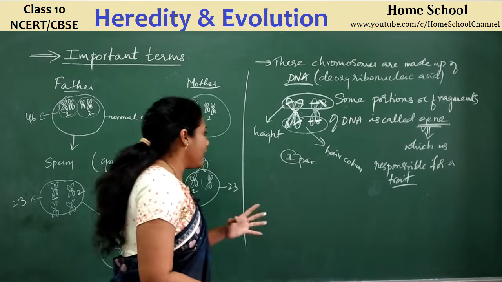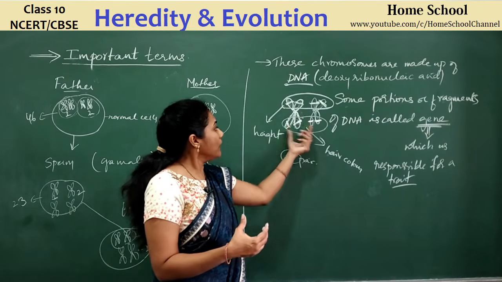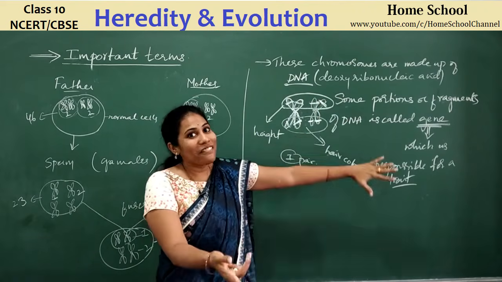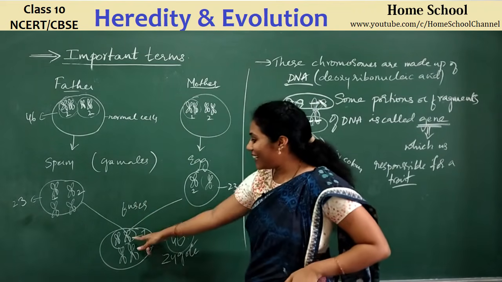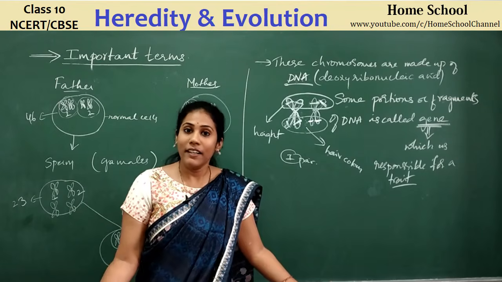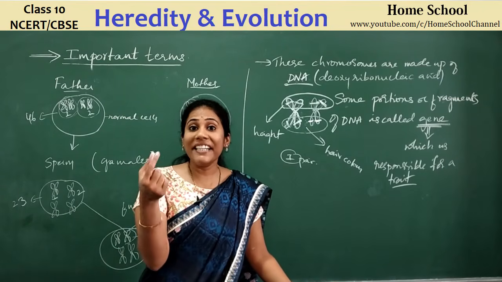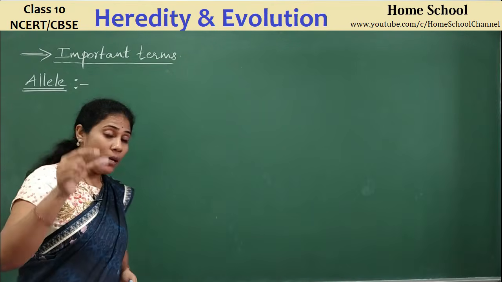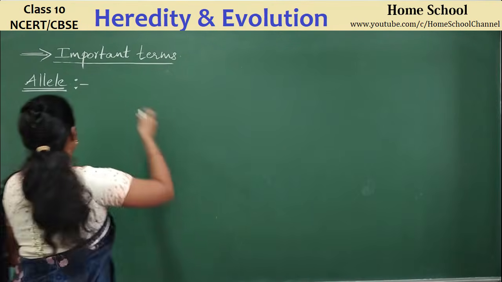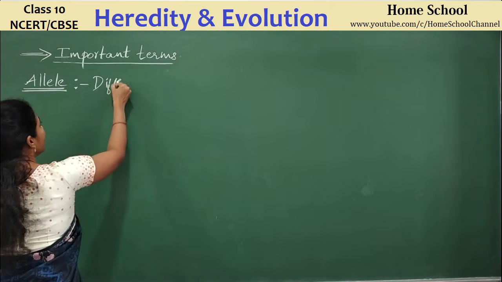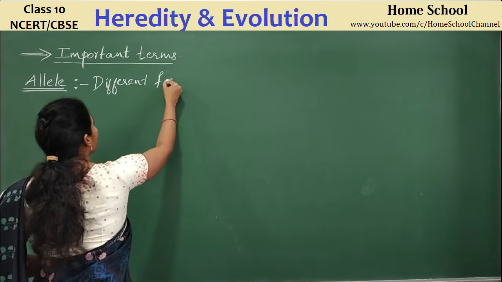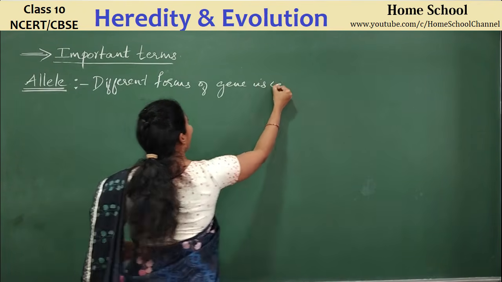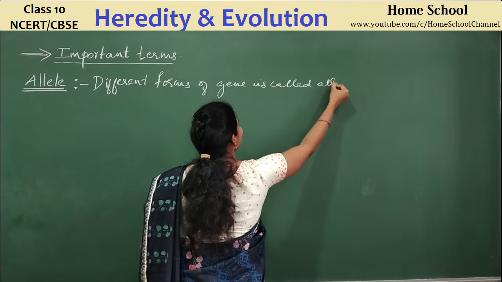So that means among the pair, one chromosome would have come from our father, another chromosome would have come from our mother. Yes or no? That we can understand here. Right? Now, let us go for another term called allele. Clear? Different forms of gene is called allele, guys. Different forms of gene is called allele. Confusing, isn't it?